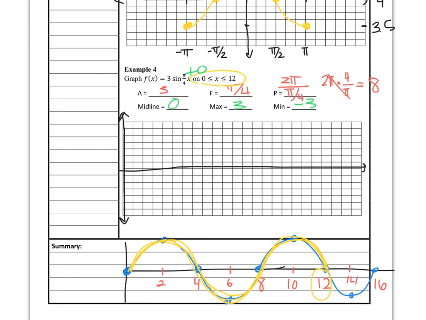This, of course, is 0. We've got to get up to 3, so I'll skip a box each time, and this is 3 up here, negative 3 down here. And I've got to get out to 12, so let's see if we can do this every 2: 2, 4, 6, 8, 10, 12. That seems good.